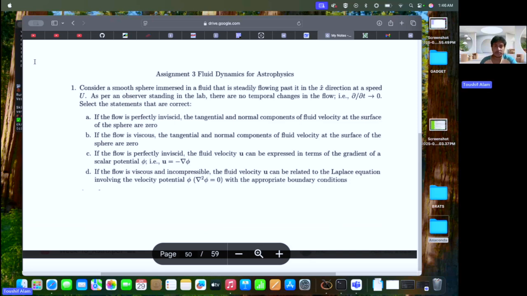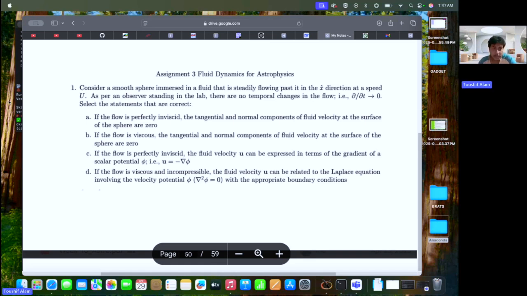So I'll give you some hint. As you have already done the assignments, I'll still give you a hint that you can think of. It talks about a smooth sphere that is immersed in the fluid, and the fluid is flowing in the positive x direction. The velocity is given as u. So you are looking from the lab perspective, the lab frame. There are no temporal changes of the flow, so the fluid is steadily flowing. So the partial time derivative is 0.